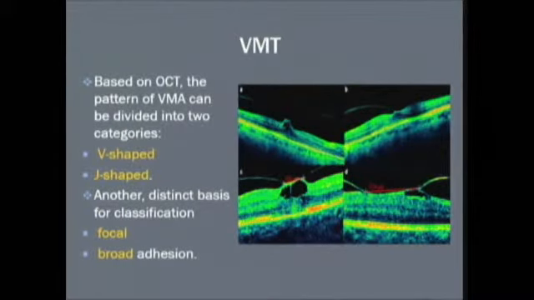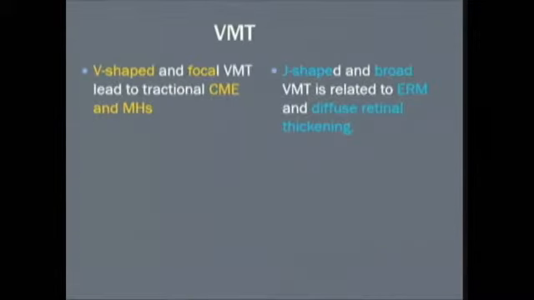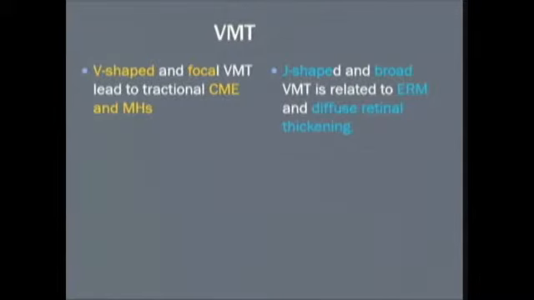Based on OCT, the pattern of vitreomacular traction can be divided into two categories. Based on shape, it can be V-shaped or J-shaped, or it can be classified according to the adhesions, either focal adhesions or broad adhesions. The V-shaped and focal VMT lead to tractional cystoid macular edema and macular holes, and the J-shaped or broad can lead to epiretinal membrane formation and diffuse retinal thickening.